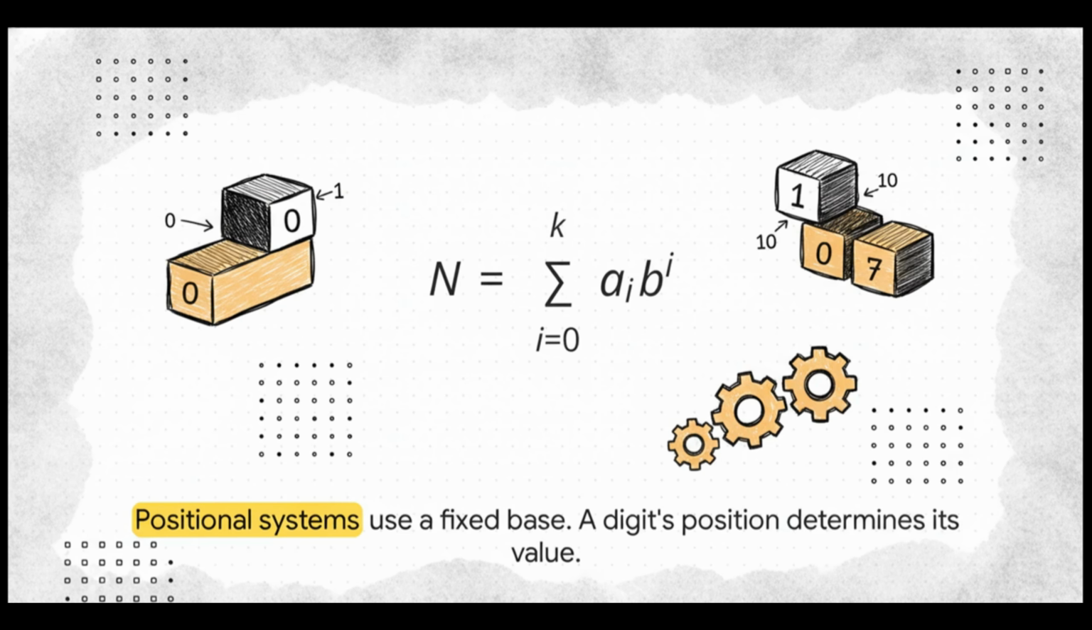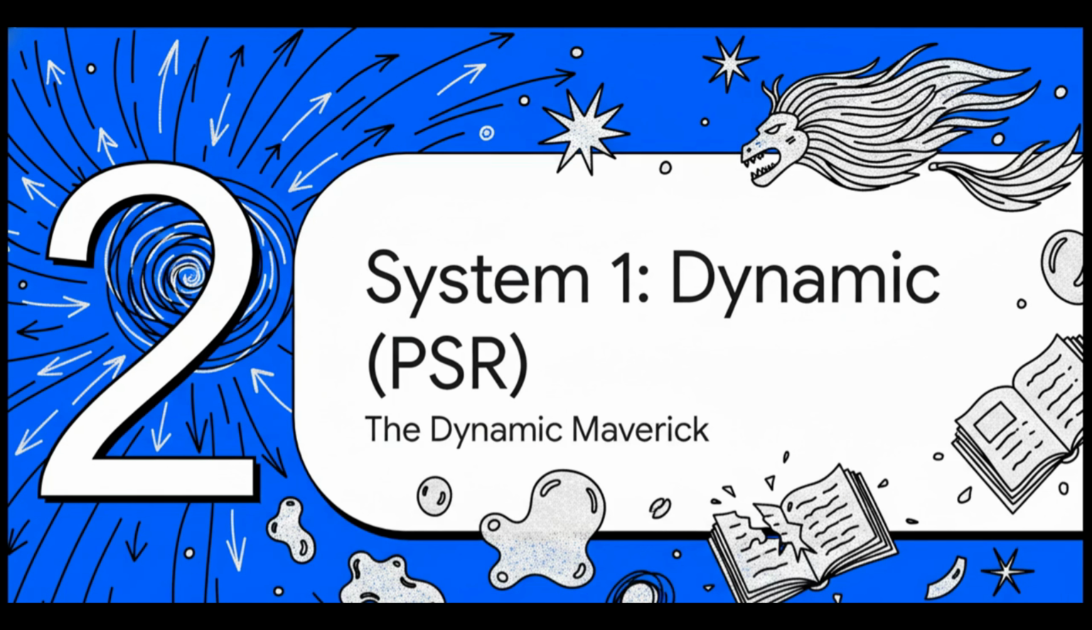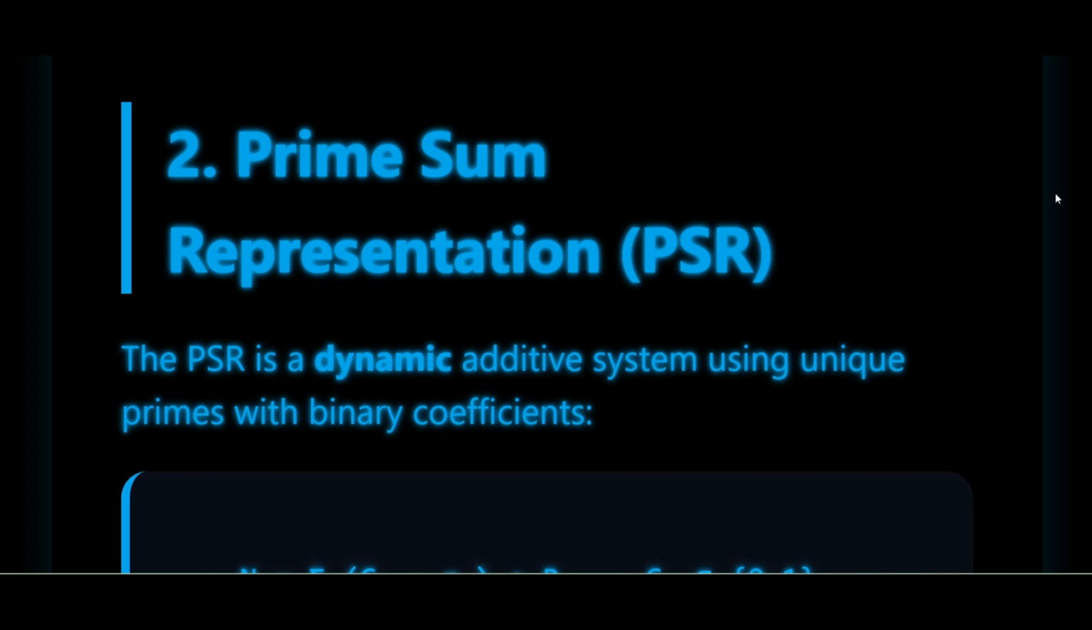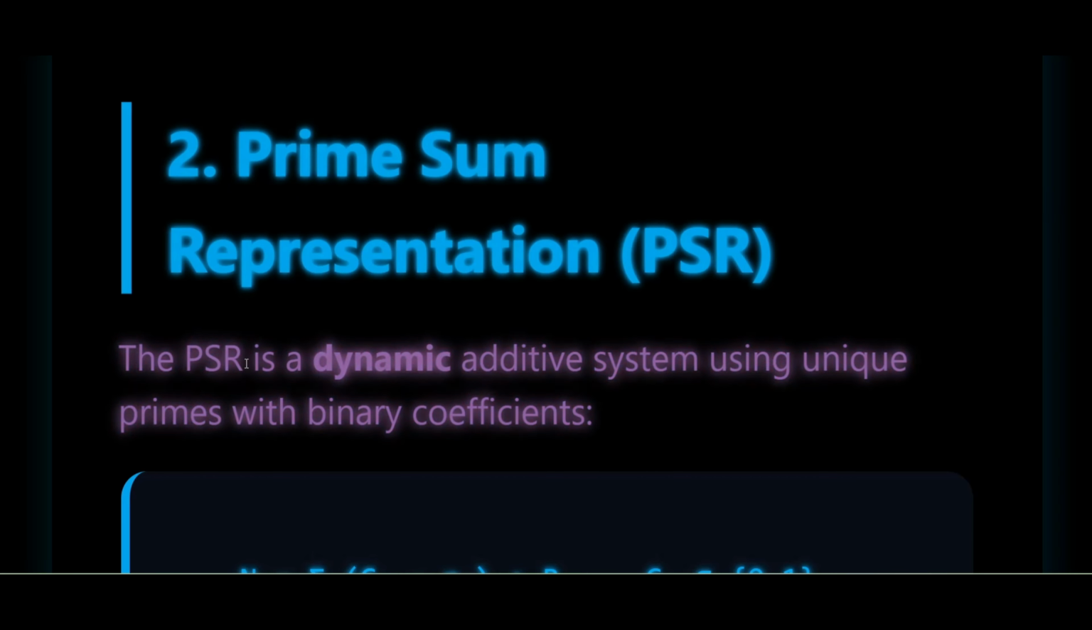For decimal, it's all about powers of 10. For binary, powers of 2. The position of each digit tells you exactly which power to use. This is the prime sum representation, or PSR. Now we're going to transform numbers into the prime sum representation. So what is this prime sum representation?